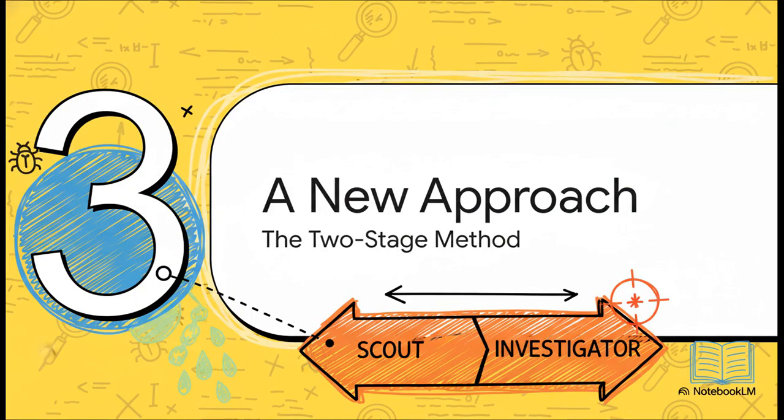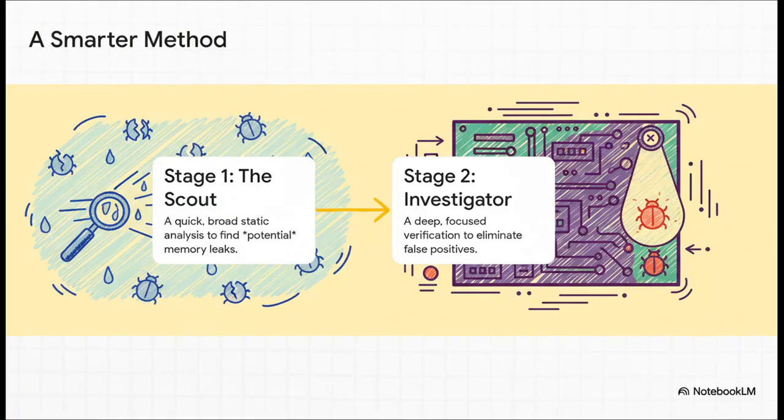But what if you didn't have to choose? What if you could get the best of both worlds? Well, that's exactly what this new method is all about. It's this really clever two-stage solution that changes the game entirely. So instead of having one overworked detective trying to do everything, this new approach is like a smart detective team. You've got two specialists. First up is the scout. Their job is to do that quick, broad scan of the whole crime scene. Then, and only then, you bring in the investigator. And their job is to do a deep dive, but only on the suspicious clues the scout has already flagged.